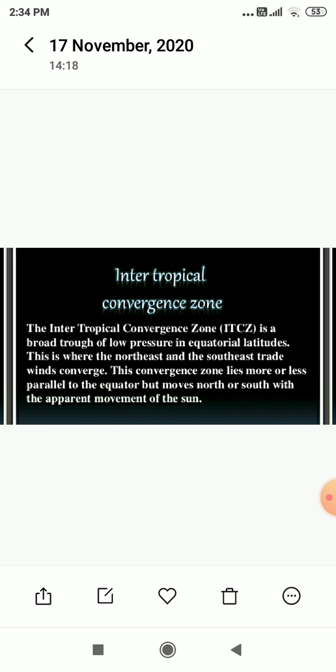Every 2 to 5 years, the change in pressure conditions is connected to El Nino. Therefore, the phenomenon is referred to as ENSO, El Nino Southern Oscillation.